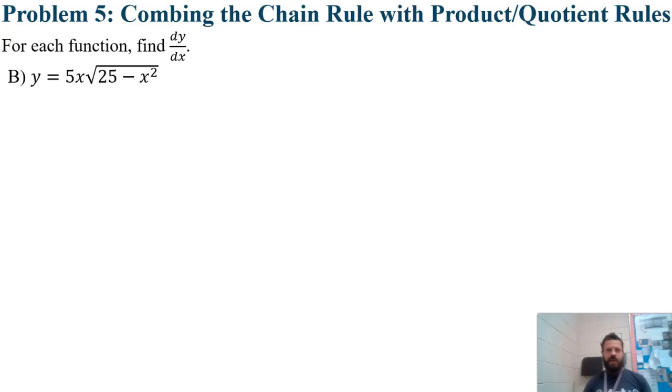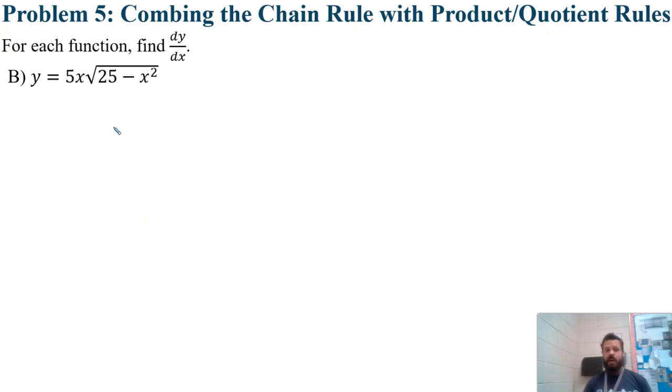Next one we're going to take a look at involves the product rule. Okay, part A had the quotient rule happening within the chain rule. Here what I'm going to have is the chain rule happening within the product rule. All right, so let's show you what we mean.